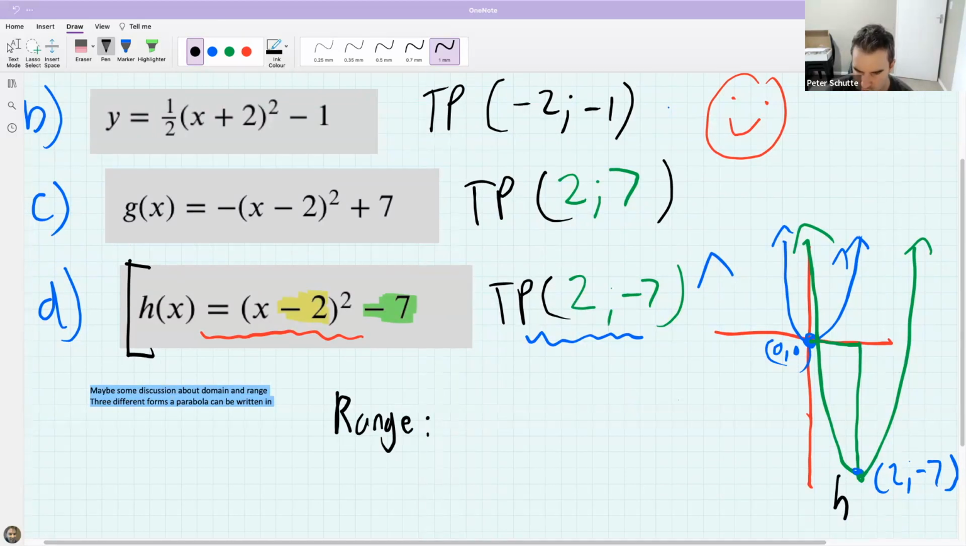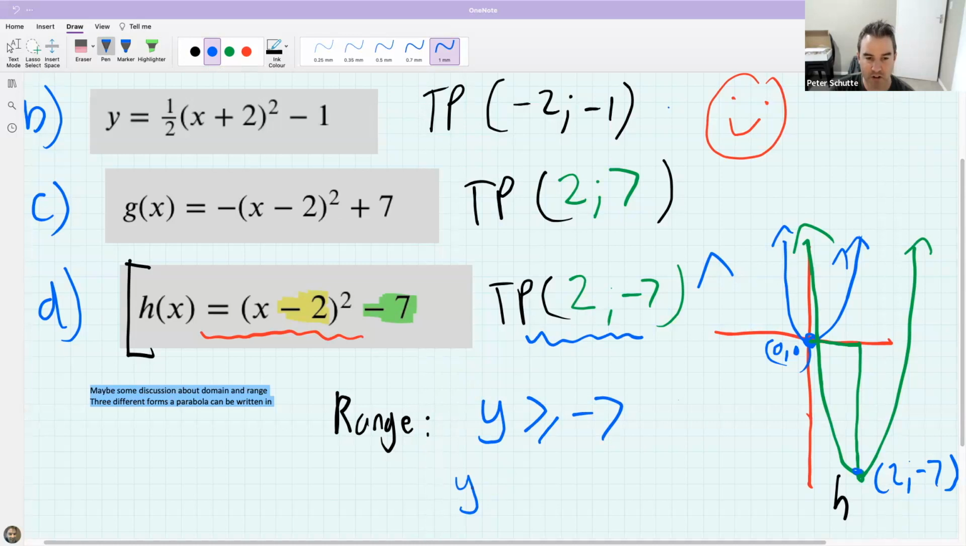Okay, let's go to Kuhotso. I'll unmute Kuhotso. What do you think the range is, Kuhotso? I think the range will be y is greater or equal to -7. Hit it out the park. Or we can say that y is an element of -7 to infinity.